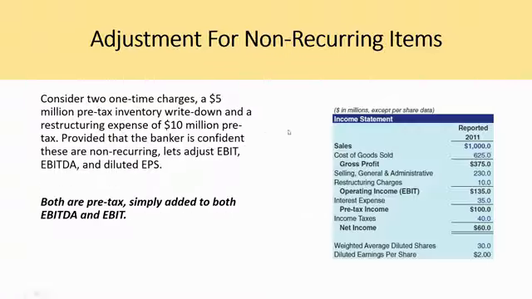So consider two one-time charges. This is an example: a $5 million pre-tax inventory write-down and a restructuring expense of $10 million pre-tax. Provided the banker is confident that these are non-recurring, because that's a big question. You have to ask yourself, are these non-cash items non-recurring, or are they recurring? And there are some examples.